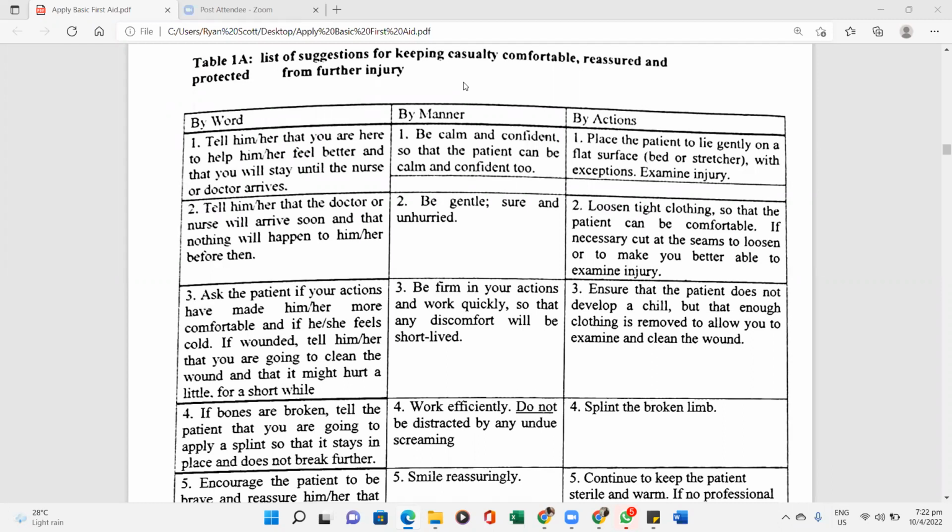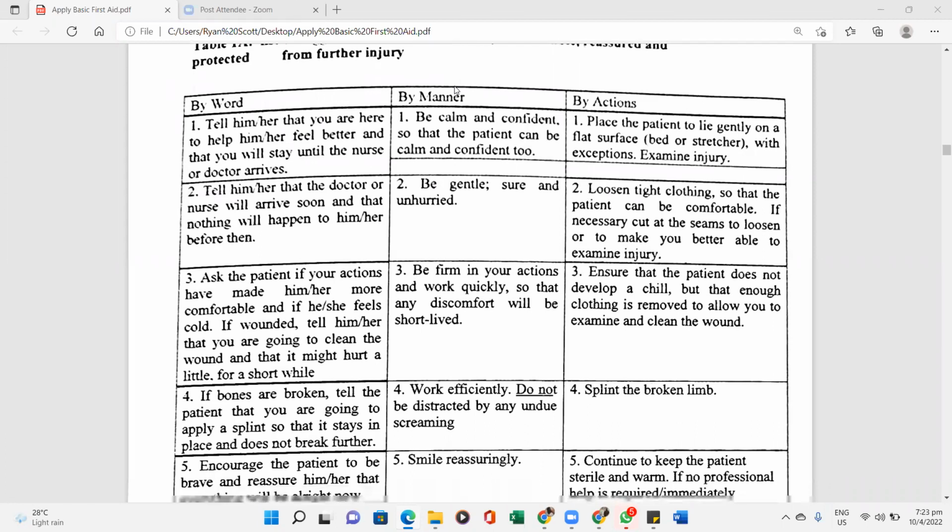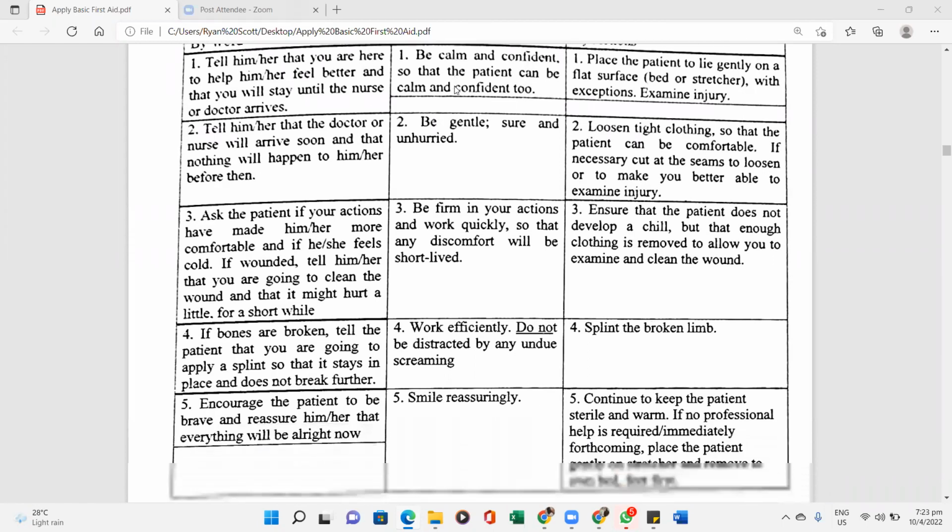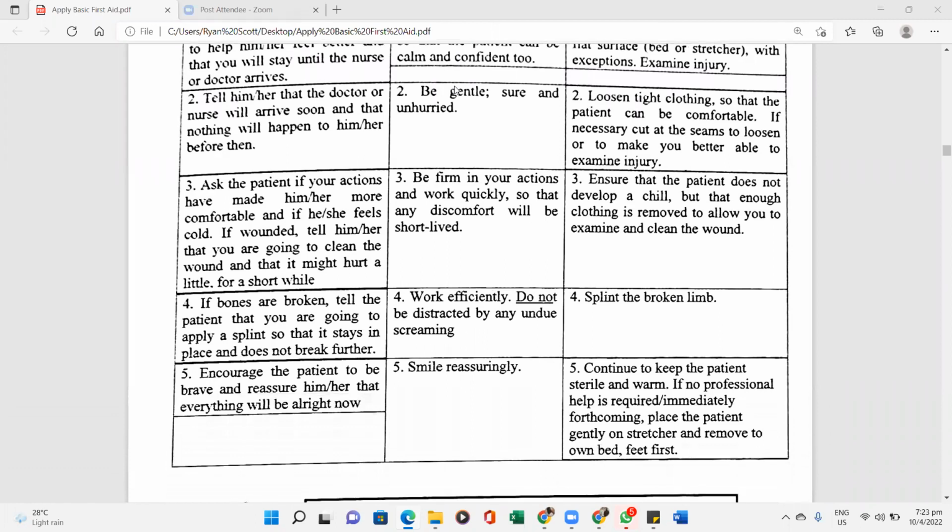So, and then they have an injury, so you can't move the leg, you can't let them sit up. So what you'd have to do is typically cut off the clothes, right? If bones are broken, tell the patient that you are going to apply a splint so that it stays in place and does not break further. And then work efficiently. Do not be distracted by any undue screaming. Splint the broken leg. And we're going to show you how to splint a leg or splint a broken limb, right? Encourage the patient to be brave and reassure him or her that everything will be all right.